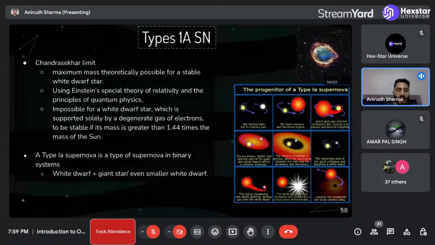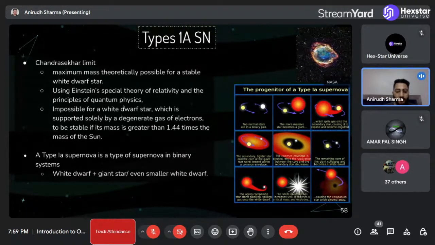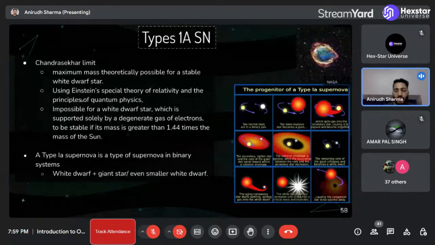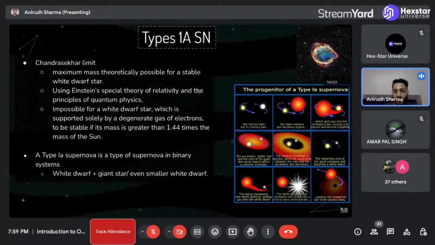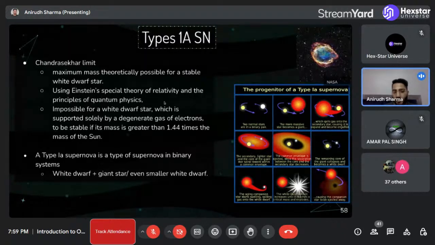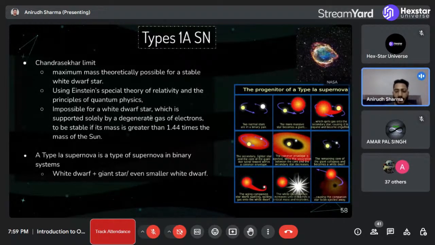So Chandrasekhar gave a limit to the mass of a white dwarf. That was the maximum mass theoretically possible for a stable white dwarf star. Using Einstein's special theory of relativity and the principles of quantum mechanics, he concluded that it is impossible for a white dwarf star, which is supported solely by a degenerate gas of electrons, to be stable if its mass is higher than 1.44 times the mass of the sun. So then it would burst into a type 1a supernova.